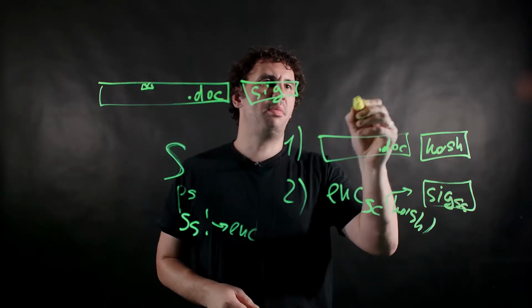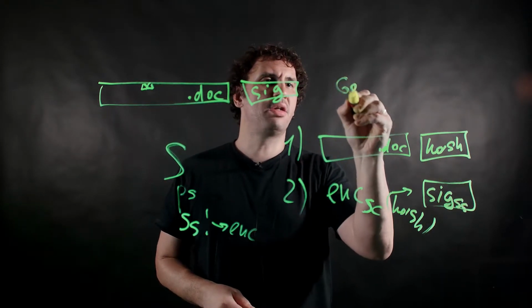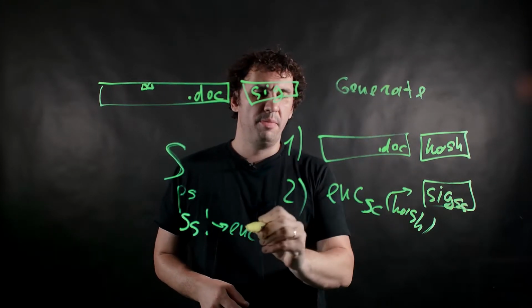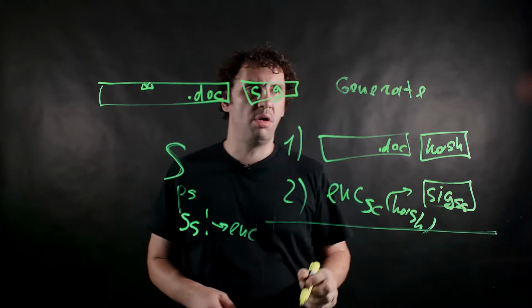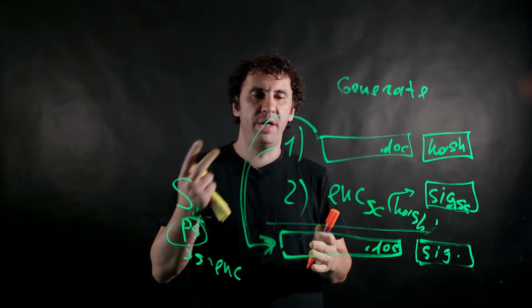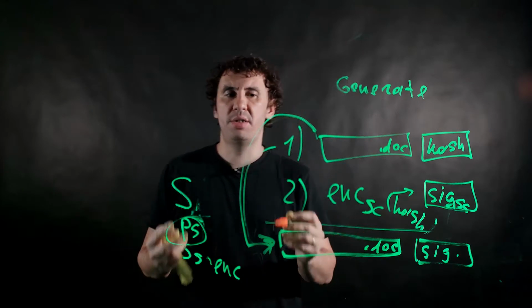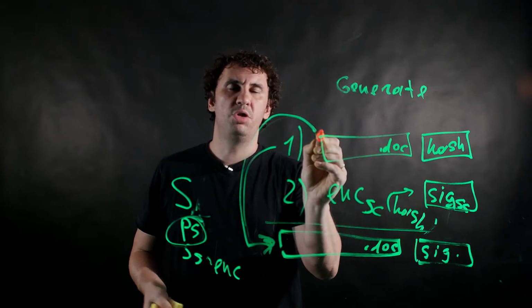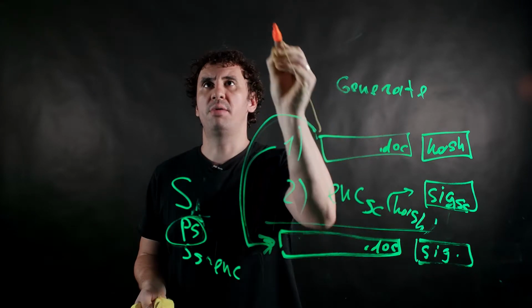This was the procedure of generating a signature. The second part is the checking of the signature. You need three parts to check my signature. The first is the file itself. So you just download it from the internet, for example.